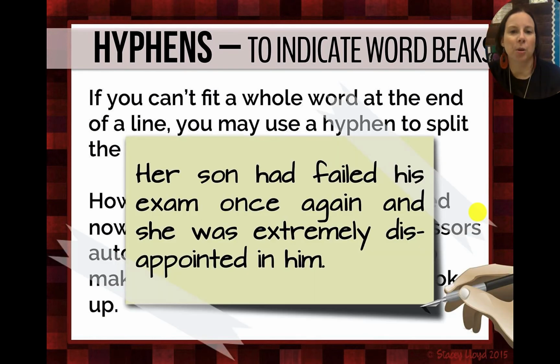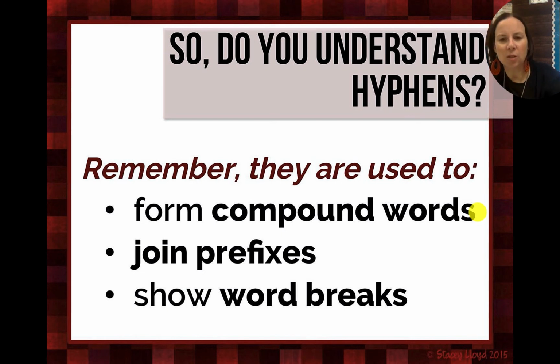Okay? So her son has failed his exam once again, and she was extremely disappointed in him. So like if you were writing that out on a piece of paper, first of all, I would say you should have known disappointed wasn't going to fit there, so you should have just automatically gone down to the other line. But it will help you if you're writing and you run out of space. You can put a hyphen and then finish the word on the other line. Okay? So really, you only need to know the 2 ways: form compound words and join prefixes to words, because the word breaks really is something that going forward you don't really need to know.